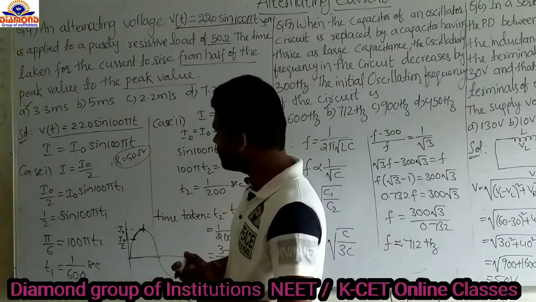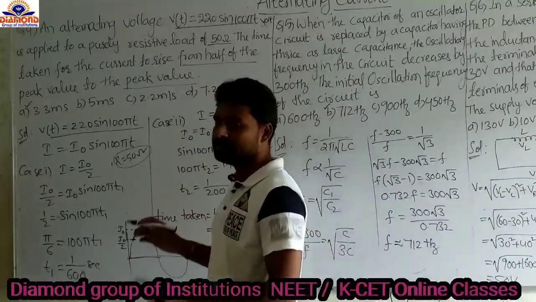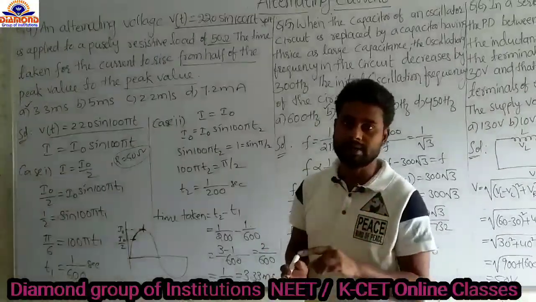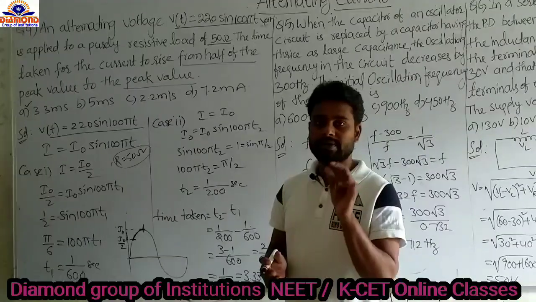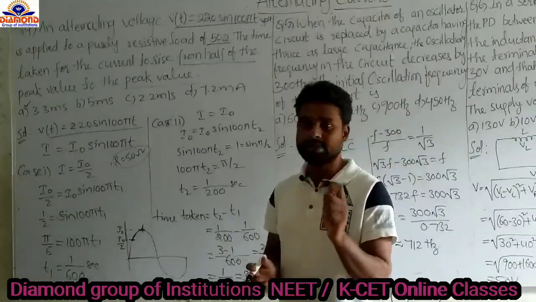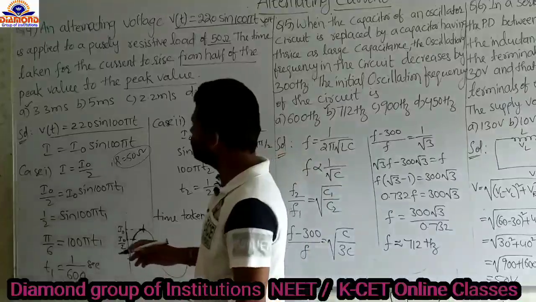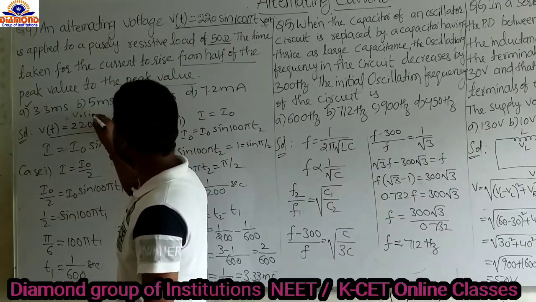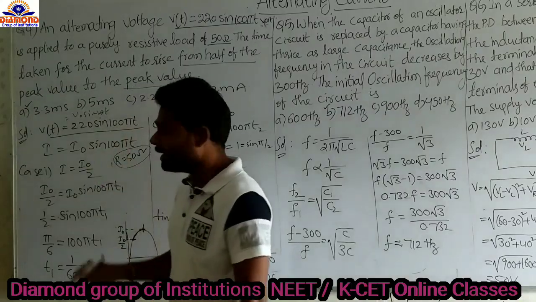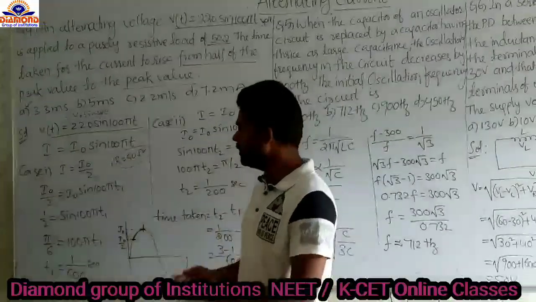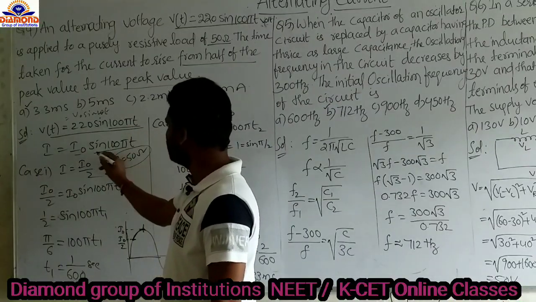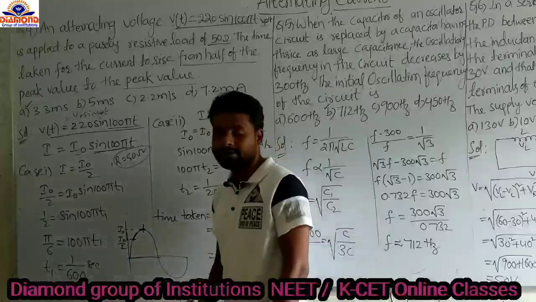First we have to find the current. In a resistive circuit, remember the phase difference between the voltage and the current is 0, both are in the same phase. So V(t) is V naught sin ωt, and I is also I naught sin ωt. Here ωt means 100πt, so I equals I naught sin 100πt.